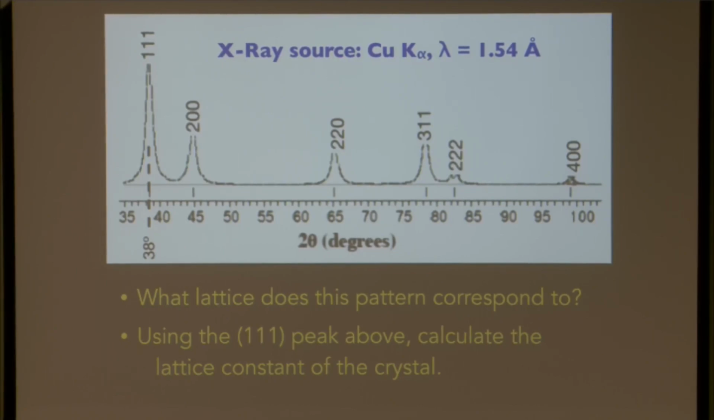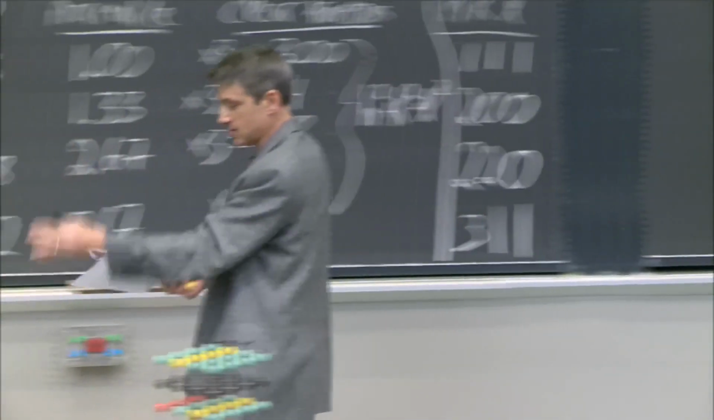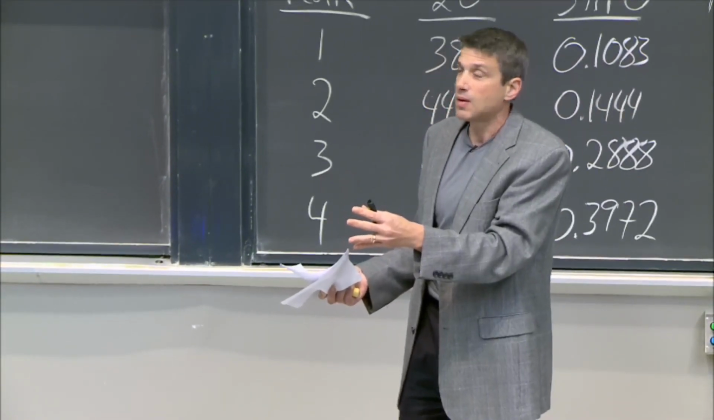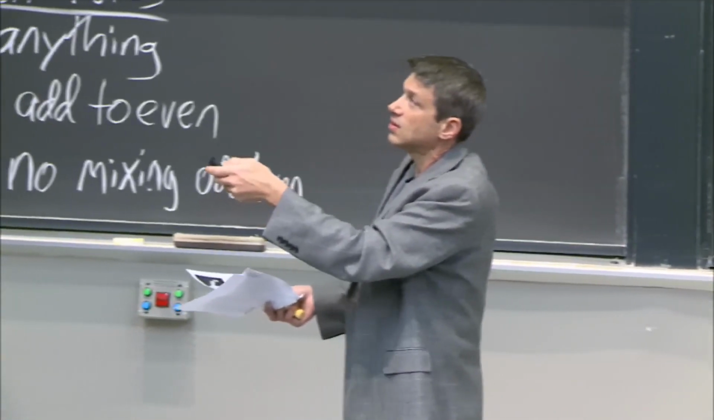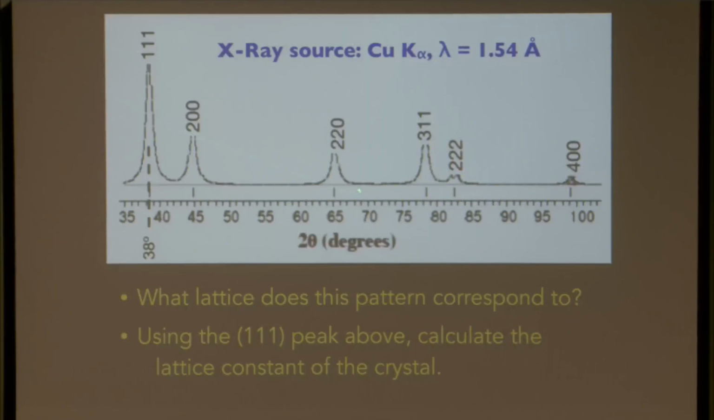Is it simple cubic, body-centered cubic, or face-centered cubic? Can we get that? We can get that because of the exact same thing that we just talked about. If it were simple cubic, you'd see all the peaks. But some peaks are forbidden, so they don't show up, and you only get peaks that look like an FCC according to our selection rules. No mixing of odd and even. That works. So this is an FCC crystal, so I've already learned that.